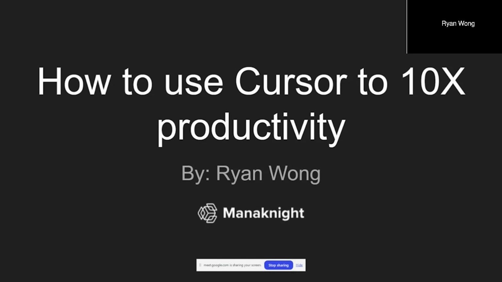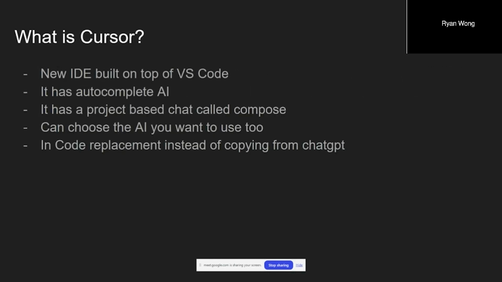So to start, what is Cursor, right? Cursor is an IDE, built on top of VS Code. So basically, it's a direct replacement of VS Code. Whatever you have in VS Code just transfers over, okay? It has autocomplete using AI, and they have a chat, they have compose, and then they have edit inline, okay?